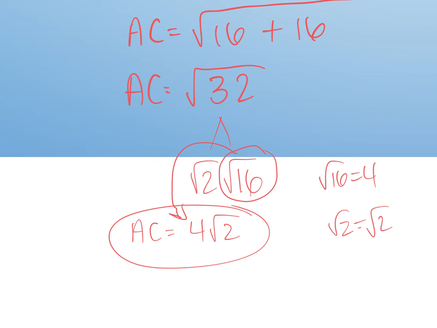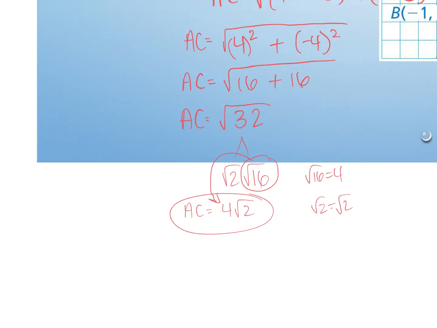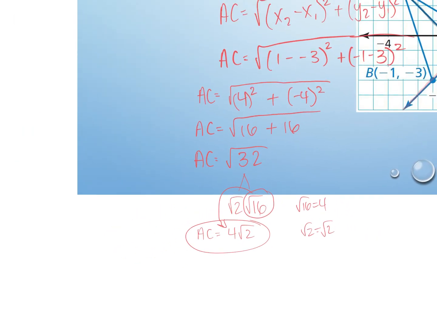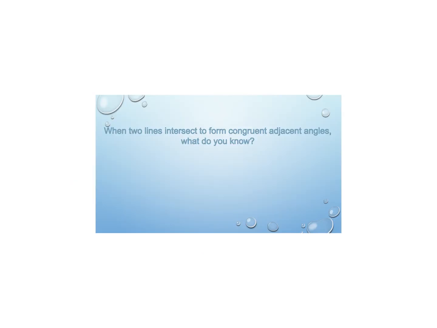Yeah, Carson? Yes, you may. Wait, is 4 a perfect square also? 4 is a perfect square, but if it's not underneath the square root, don't take the square root of it. Got it? Okay. Good questions. Any other questions?